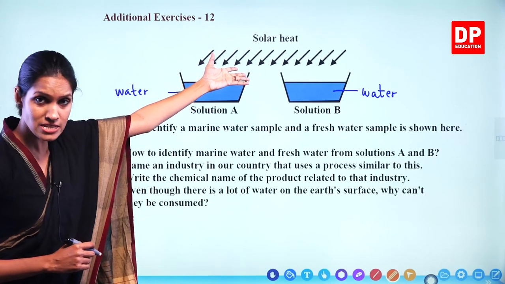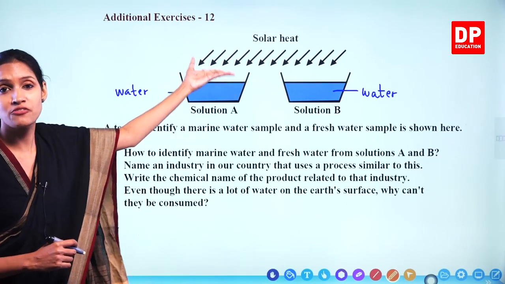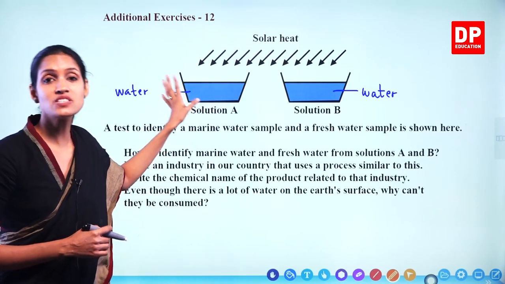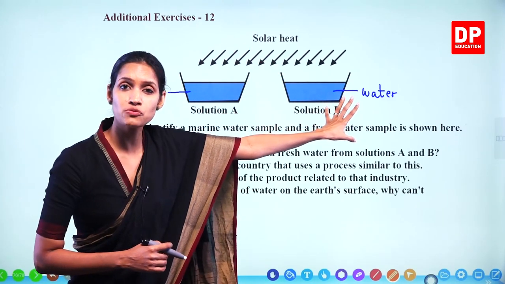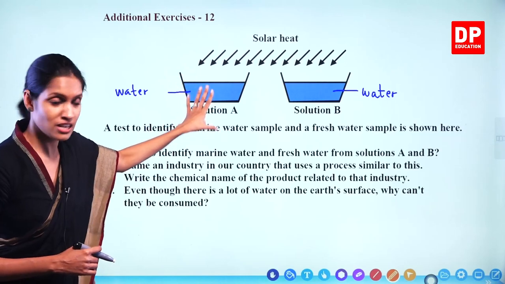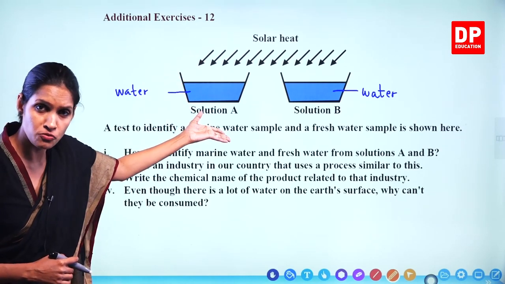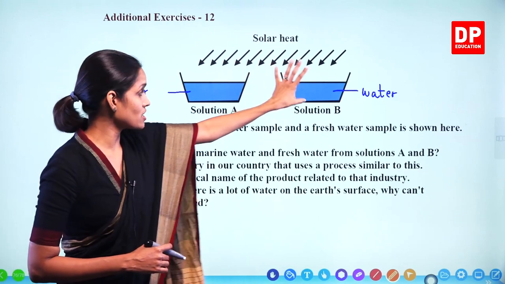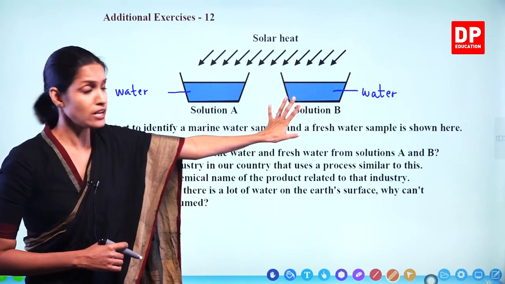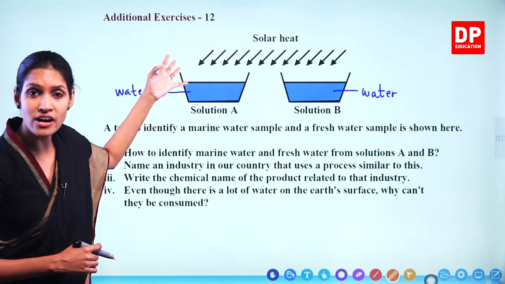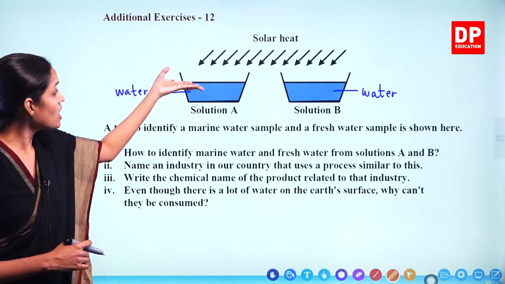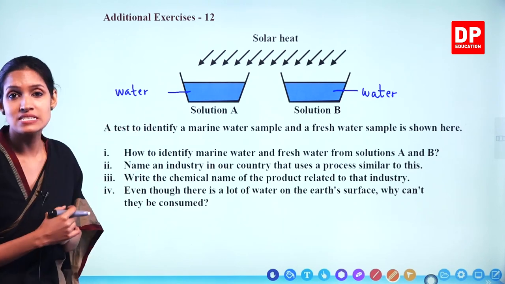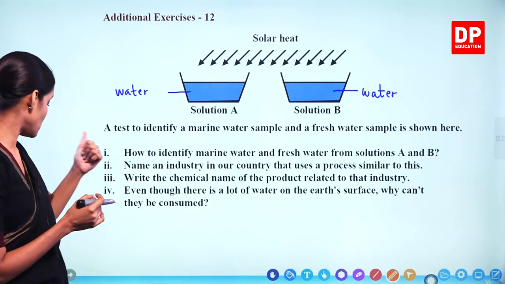You leave it under solar heat. Then what will happen? Water will evaporate from these two vessels. We will assume that solution A contains marine water and solution B contains fresh water. Only in solution A, after evaporation of water, salt will remain at the bottom. Will you be able to see salt at the bottom of the other sample? No, right? So only one vessel will contain salt after evaporation of the entire amount of water. So that particular vessel contains marine water. Understand? We will write that.